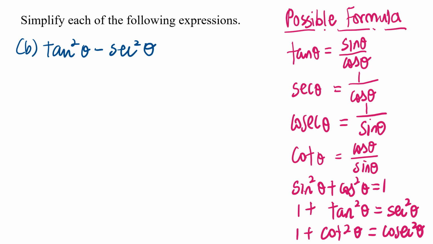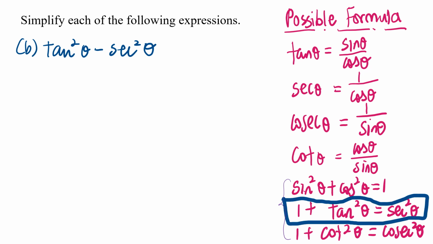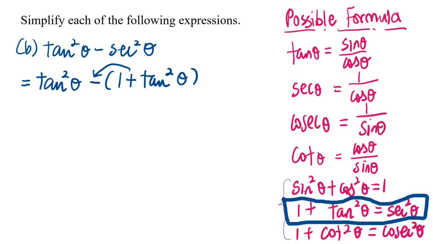So obviously we will have to use the Pythagorean identities, because if you see something like something squared minus something squared, then we should be using the Pythagorean identities. So which one should we use? Yes, we should use the one that I've boxed up. Right, so secant squared theta can be replaced with 1 plus tangent squared theta.